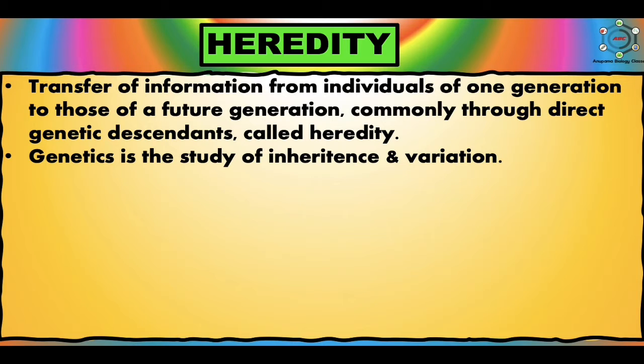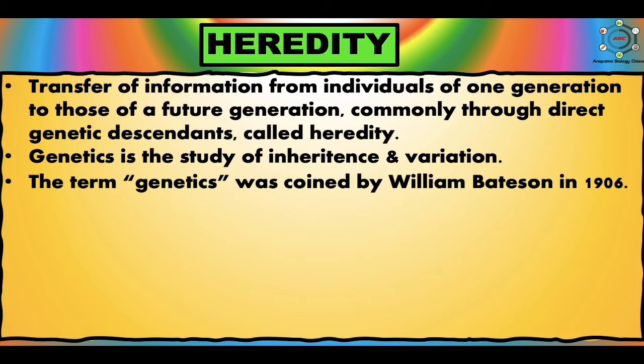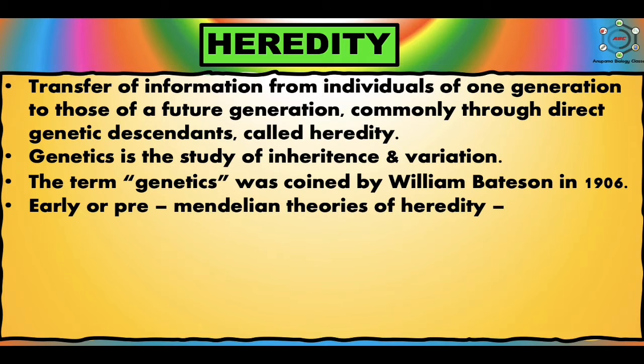So, genetics is the scientific study of the mechanism of inheritance by which the characters pass from parents to offspring, and the causes of hereditary variations in living organisms related by descent. The term genetics was coined by William Bateson in 1906.